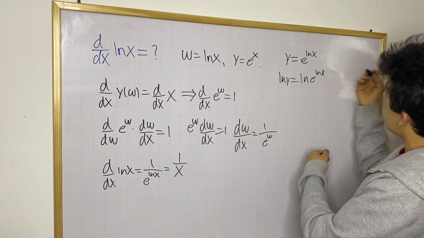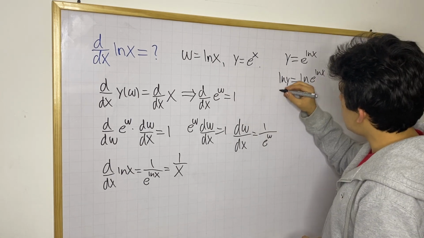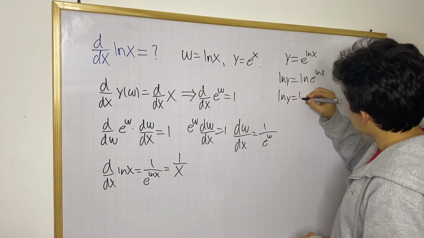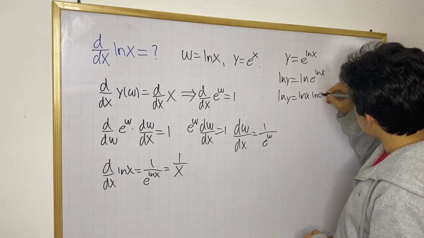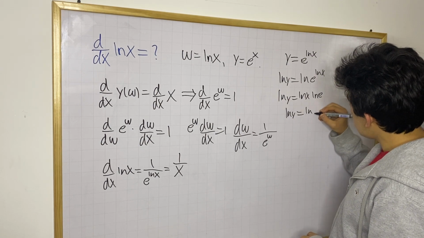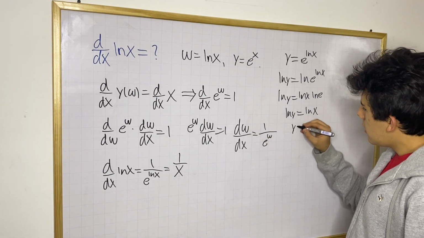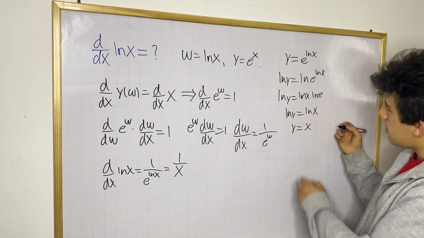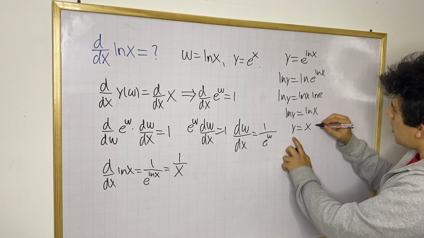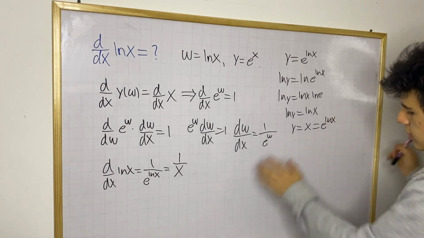You're going to have ln y equal to ln of e to the ln x. There is a property of logarithms that allows you to move ln x out as a product. So you have ln y is equal to ln x times ln e. Ln e equals 1, so you get ln y equals ln x. And since you're taking the log on both sides, you know that y is equal to x, and since y is also equal to e to the ln x, you can write that e to the ln x is equal to x. And here's the proof, okay?